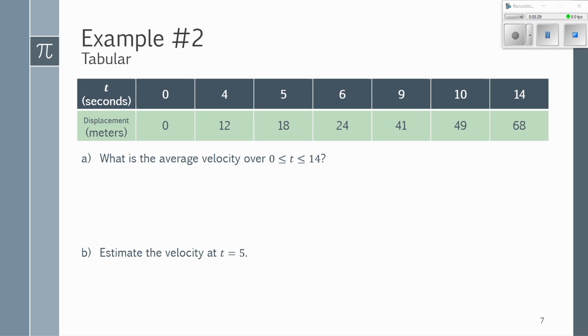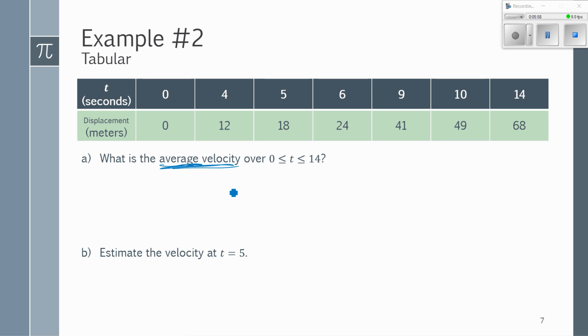The algebraic ones do tend to take the most time to go through. Tabular ones are a bit different here, because there's really kind of two things that we could be asked. One is to find an average velocity. So please note now, we have a table of times with displacements of whatever it is that's moving. And we're being asked to find what is the average velocity from 0 to 14.